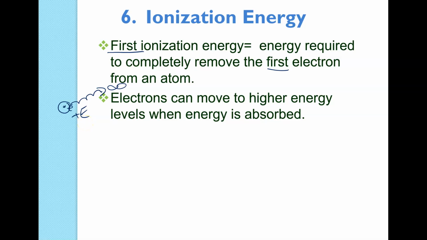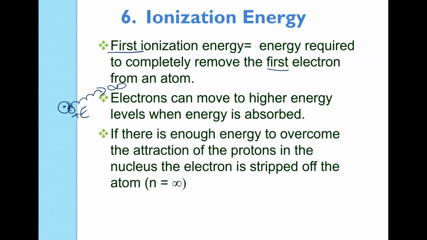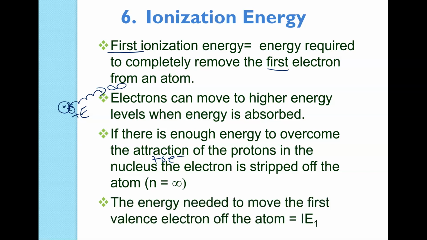And it's a function of how close that electron is to the nucleus, because that's an attractive force and you have to overcome that, as well as how positive the charge is in the nucleus. So there's two things that affect it. It's very closely related to atomic radius. So if there's enough energy to overcome the attraction of the protons in the nucleus to the electron, it can be stripped off the atom. And the energy necessary to remove the first valence electron is called ionization energy.